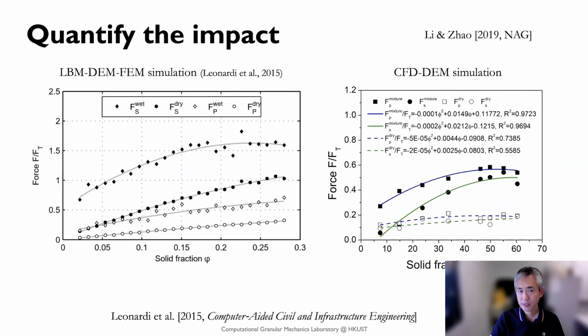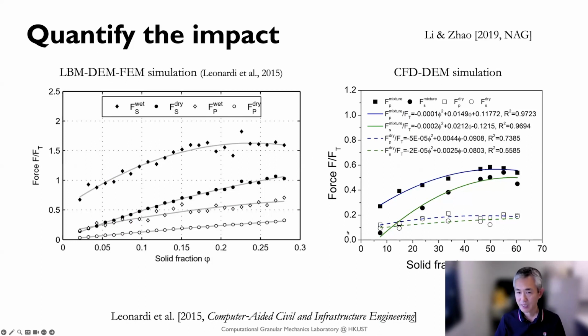We have further quantified the impact, and the left side is published results by Leonardi and colleagues in 2015. They use a three-way coupling, using LBM coupled with DEM and FEM: LBM for the fluid, DEM for the debris particles, and FEM for the barrier. So the coupling can be quite complicated, but we only use this two-way coupling, CFD for fluid and DEM for particles and barrier, and we can generate quite a similar trend.